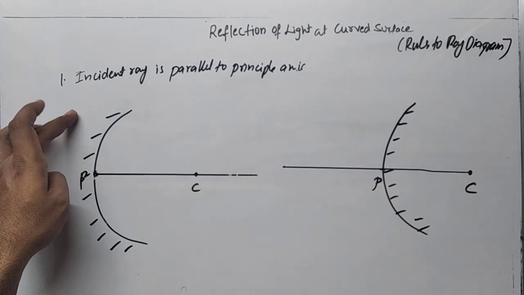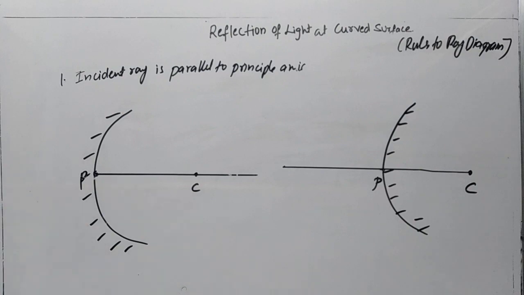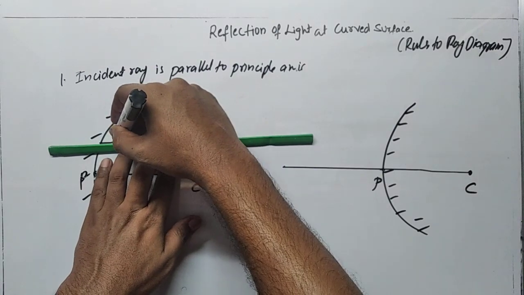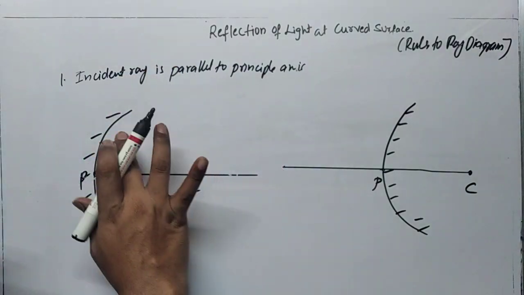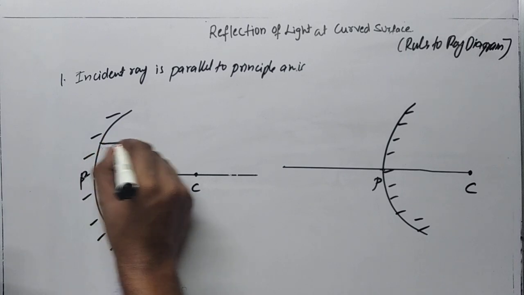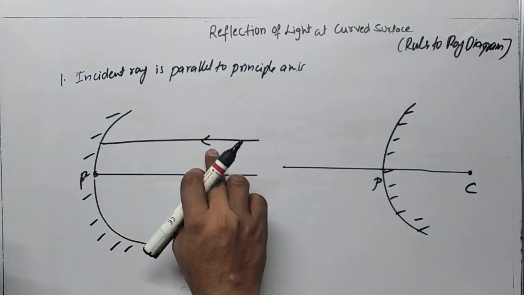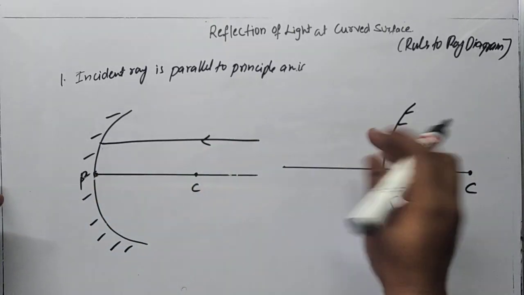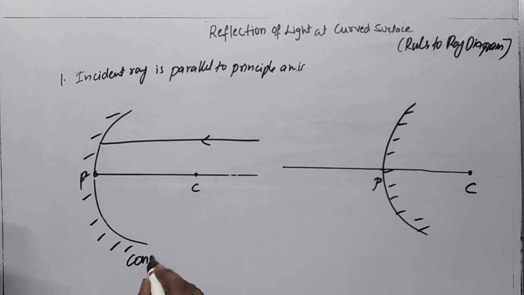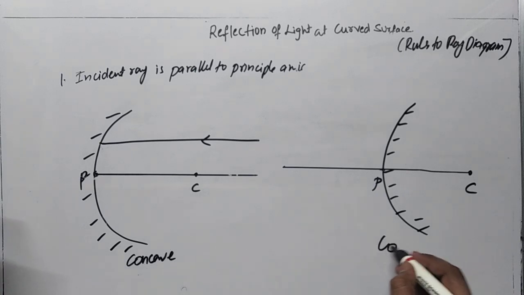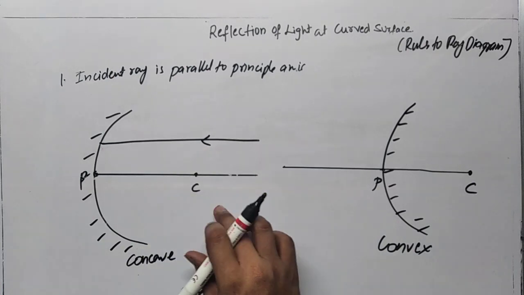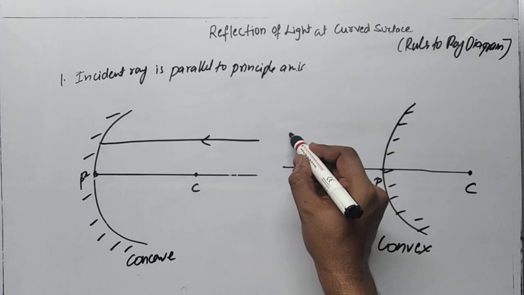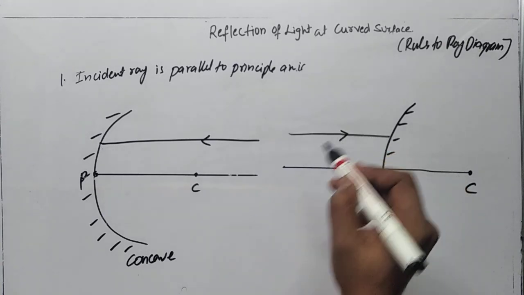Now we have to take an incident ray which is parallel to the principal axis. So this is the principal axis. The first rule is you have to take a ray parallel to the principal axis. So I am just taking an incident ray, because this ray is traveling towards the mirror, it is nothing but an incident ray. This is concave, this is convex. In the concave mirror, this is a ray which is parallel to the principal axis. In the convex mirror, I have to take a ray which is parallel to the principal axis.